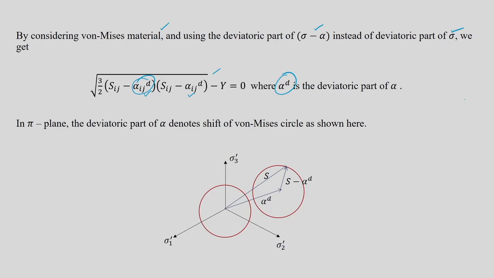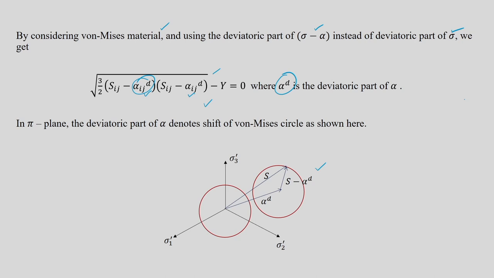Since we are speaking about deviatoric stress, the pi plane, or deviatoric plane, will come into the picture, and it is what is given in this particular figure. On the deviatoric plane, you know how the von Mises is going to be. It is going to be a circle, which we discussed long back. In 3D, actually, it is a surface, a cylinder. So, when you look on the deviatoric plane, it will look like a circle.